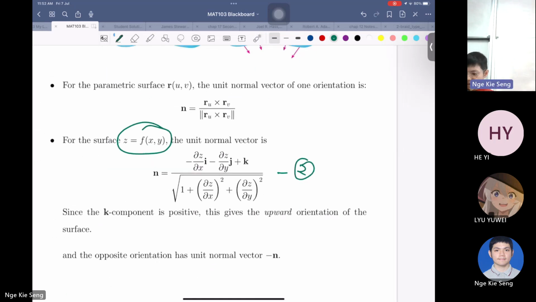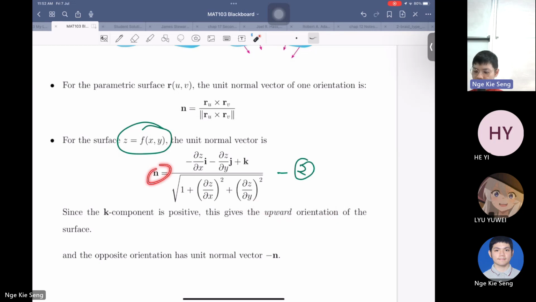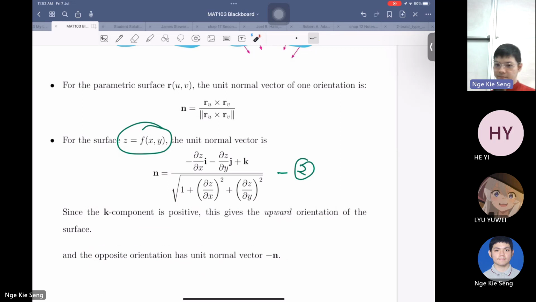If it is in z = f(x,y) form, it is easy to decide what is the outward orientation and downward orientation. If it is outward, that means your normal vector must have a positive k component. The opposite orientation has unit normal -n.